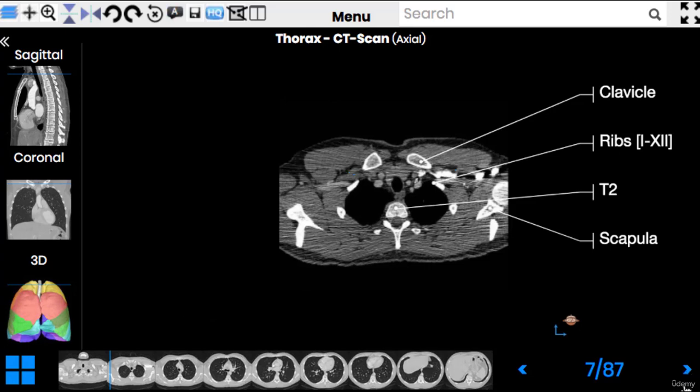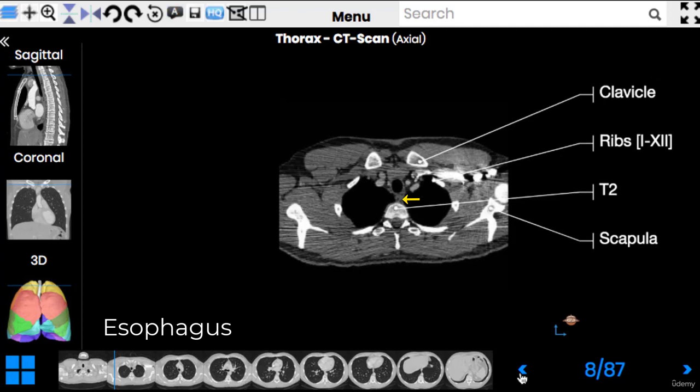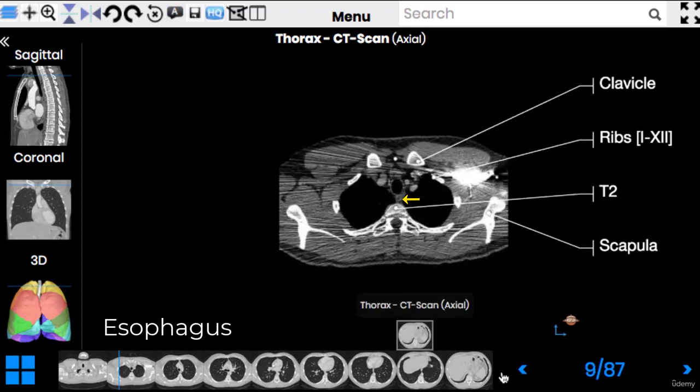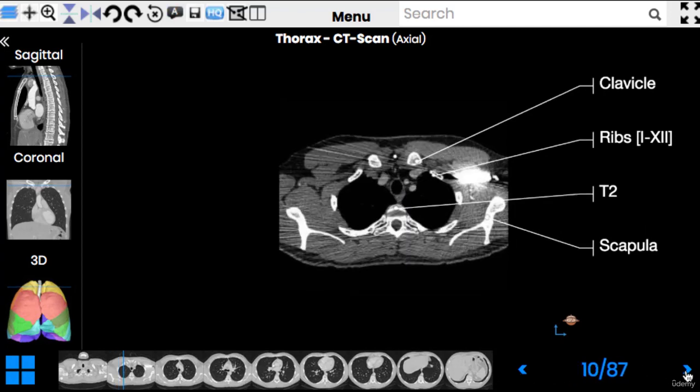Just behind the trachea, but in front of the body of the vertebra, we have some grayish tissue, and this tissue is the esophagus. It's gonna stay at the same position in front of the vertebral bodies as it runs towards the stomach in the abdominal cavity.